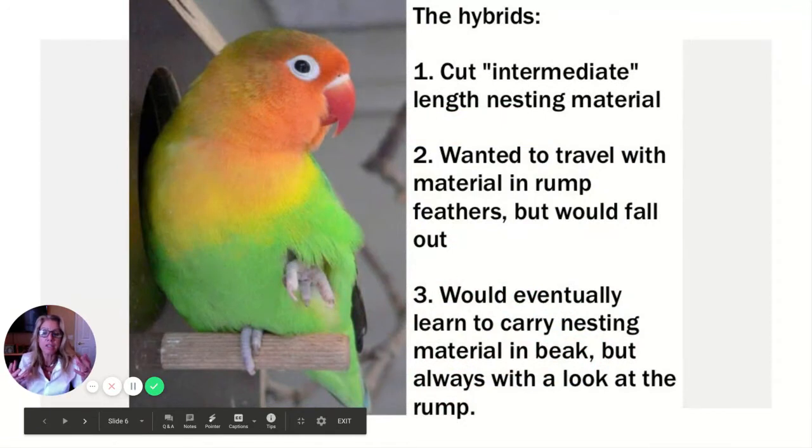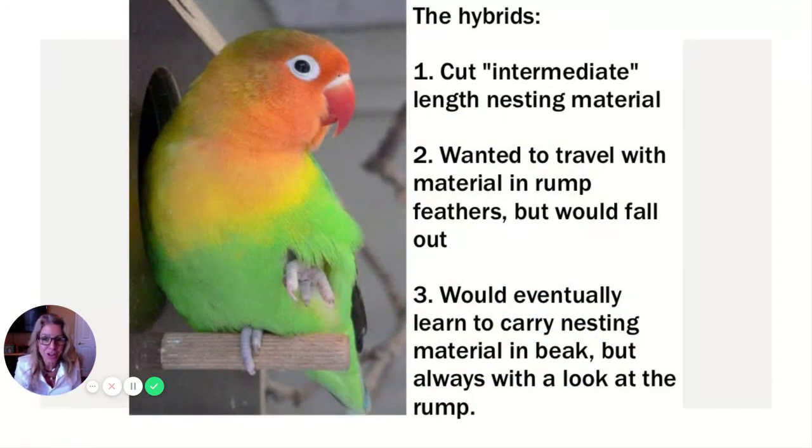Well, the hybrids cut intermediate length nesting material. It wasn't really long, but it wasn't really short. And they would want to put it into their rump, but because it was intermediate length and wasn't short, it would fall out all the time. So eventually they learned to carry the nesting material in their beak, but every single time before they would take off, they'd have a quick look at their rump for some reason. So this looks like you have some sort of blending. Now we're gonna learn in traits that you have combinations of alleles that come together and get expressed, but the way this was expressed was that they cut an intermediate length.